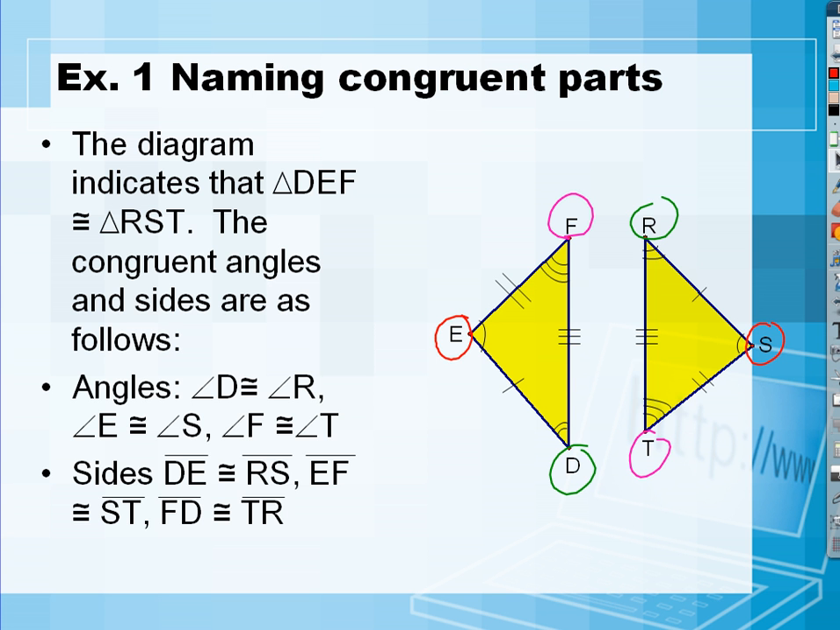It tells us that angle D is congruent to angle R, for example. We can see all the other stuff there also. Side DE must go with side RS. Side DF must go with side RT. I can just match up the corresponding vertices, right?